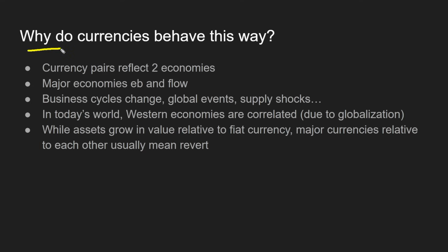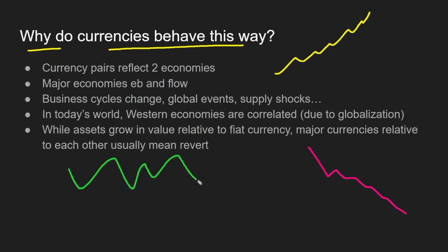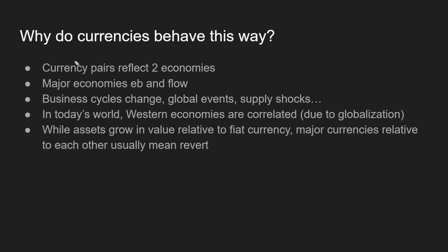So why do currencies behave this way? Why is it that stocks and commodities and things like that tend to rise over time, or volatility, the VIX, tends to fall over time, but currencies tend to just range bound over the long term? Why is that? Well, let's think about what currencies actually are.